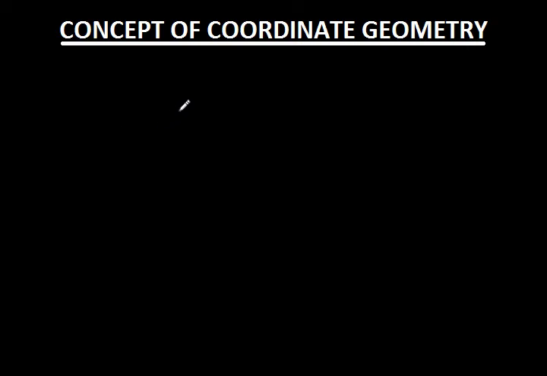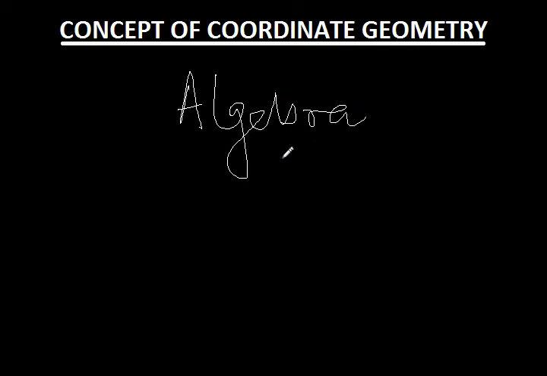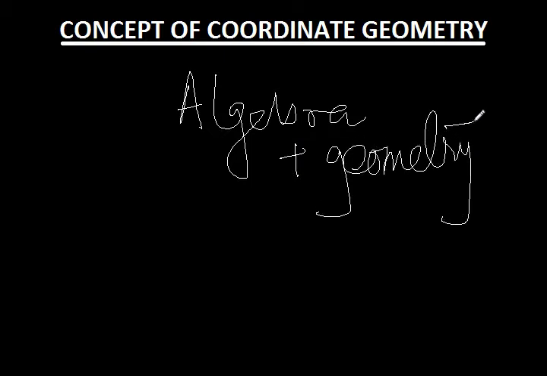Welcome, student. We now come to another portion of mathematical tools, which is coordinate geometry. Now, see, coordinate geometry is a marriage of algebra, as you know, and geometry. So here, what we are doing is, previously we had a straight line. Now we'll have an equation for a straight line.